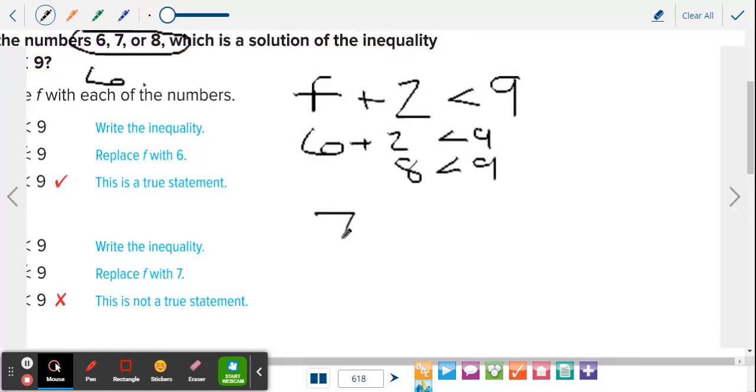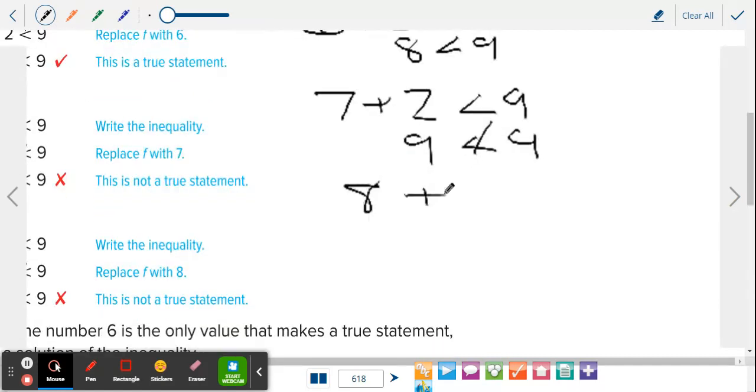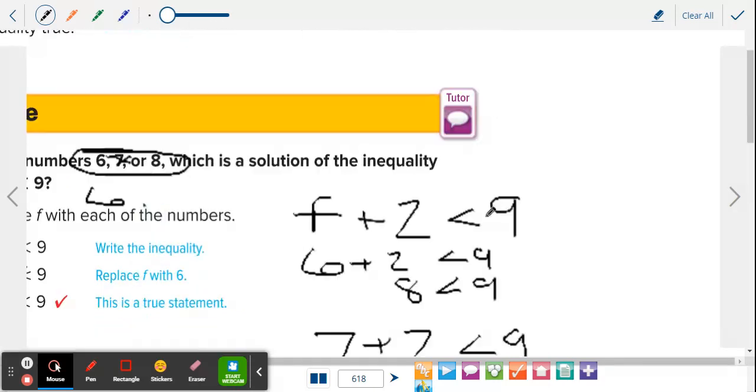So 7. 7 plus 2 less than 9. What's 7 plus 2? 9. Is 9 less than 9? No. So 7 will not work. Now we do 8. 8 plus 2 less than 9. So 10. Is 10 less than 9? No. So 8 does not work. So the only solution would be 6. That's all they want you to do, just prove if those three numbers are a solution or not.